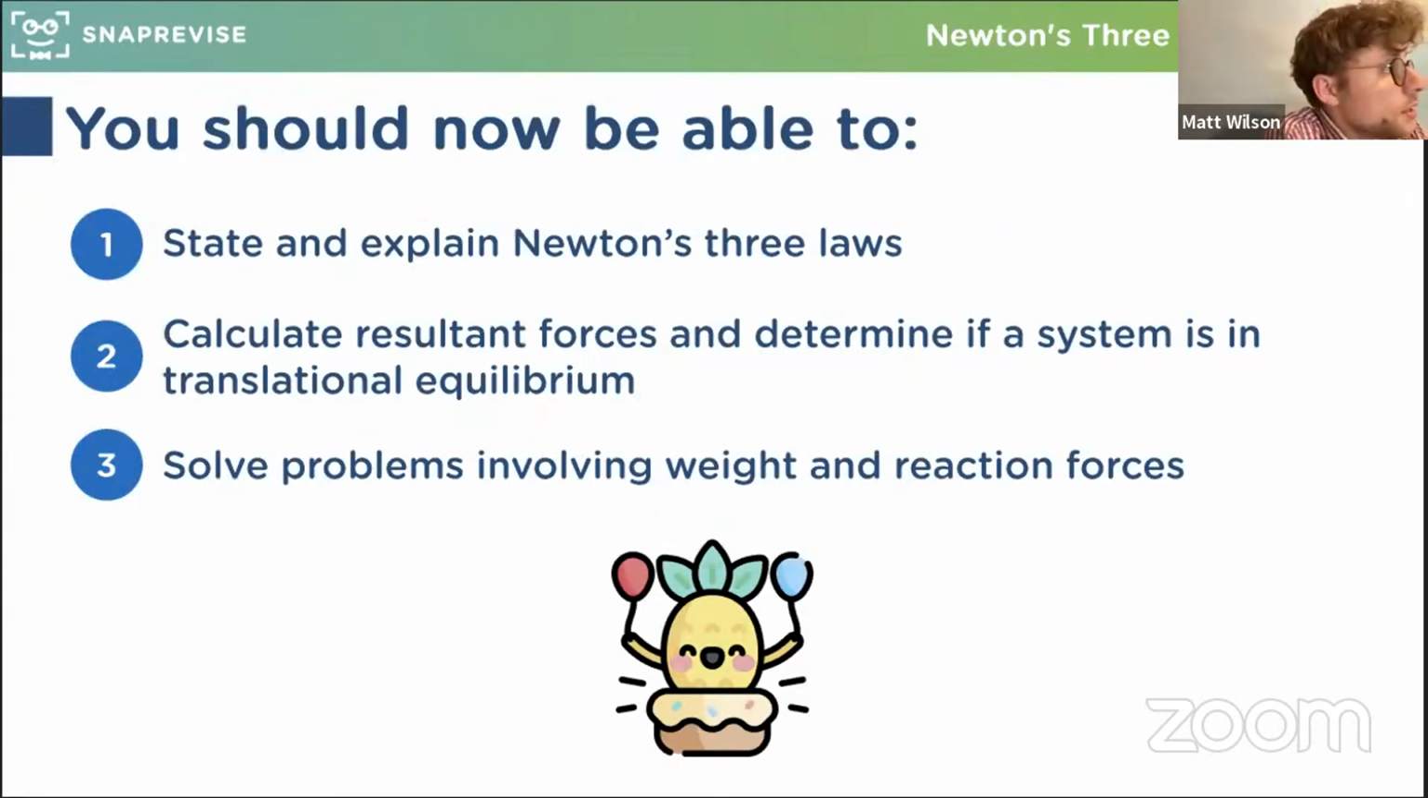So that brings us to the end of the session, actually. So you should now be able to state and explain Newton's 3 laws. You should be able to calculate resultant forces and determine if a system is in translational equilibrium. And you should be able to solve some problems involving weight and reaction forces. And something that maybe you can't see in here, but is a nice takeaway from today's session, is if you combine all this stuff with your understanding now that you can do Newton's law in any direction, then you can solve problems involving objects sliding down slopes.